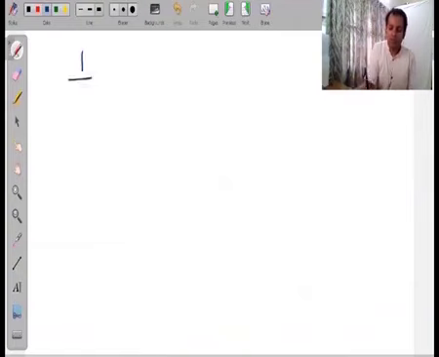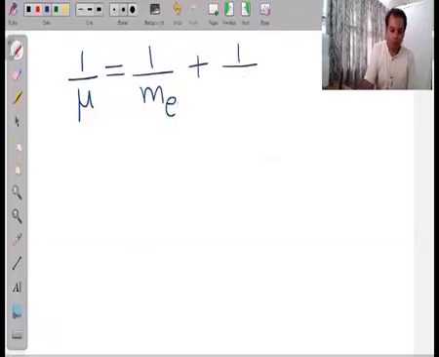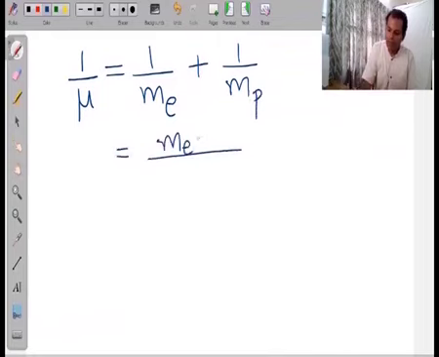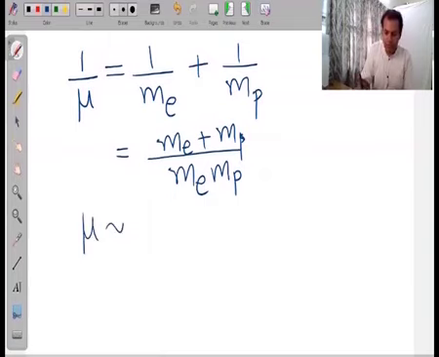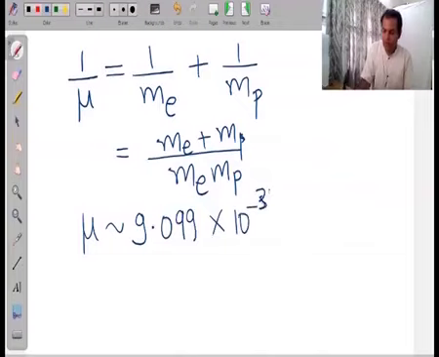We have to begin with the effective mass: 1 upon mu is 1 upon the mass of electron plus 1 upon the mass of proton, so mu is equal to m_e m_p upon (m_e plus m_p). We can plug in the values, and what we obtain is mu is 9.099 times 10 raised to minus 31 kg.